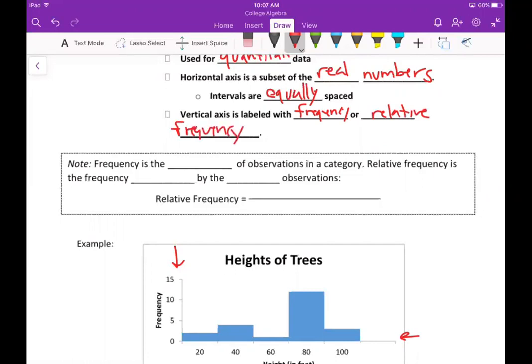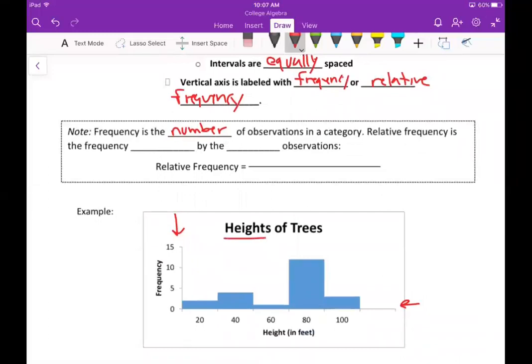Okay, so frequency just means the number of observations in that category. So how many in that particular category. So if we were looking at this histogram down here, we're looking at heights of trees. Those heights are in feet, and this vertical axis is frequency.